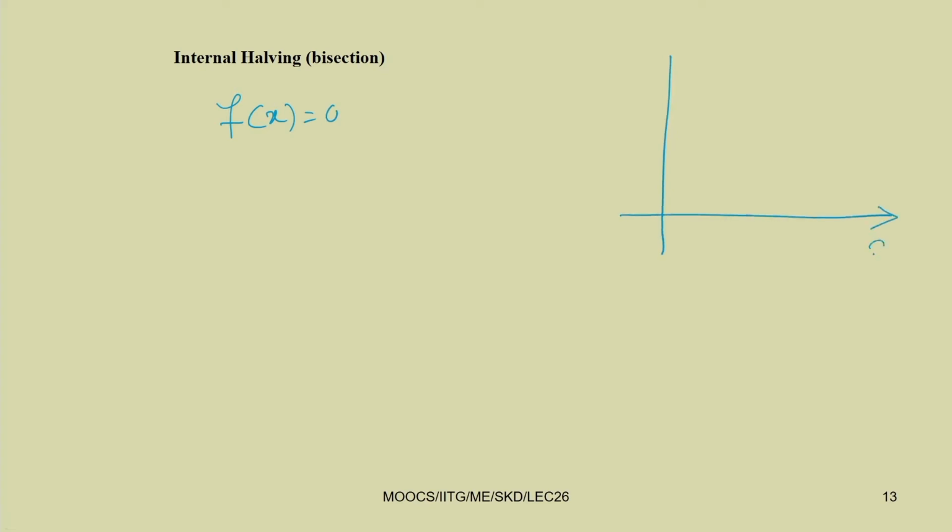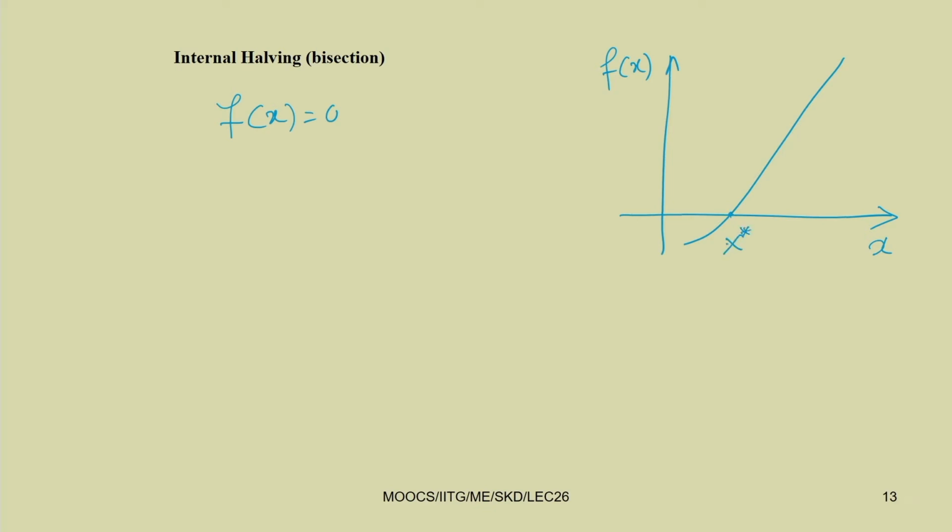So, this is x and this is our f(x), or y equal to f(x). Let this be the function. In this function, our objective is to find the root. So, this is the root at x equal to x star. So, we have the root of this equation.